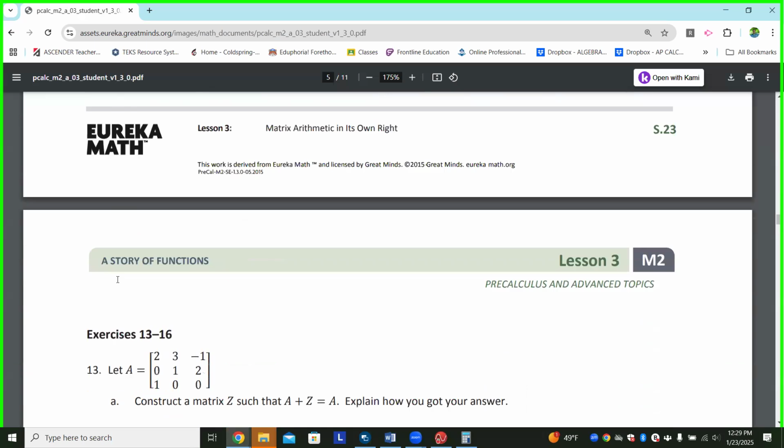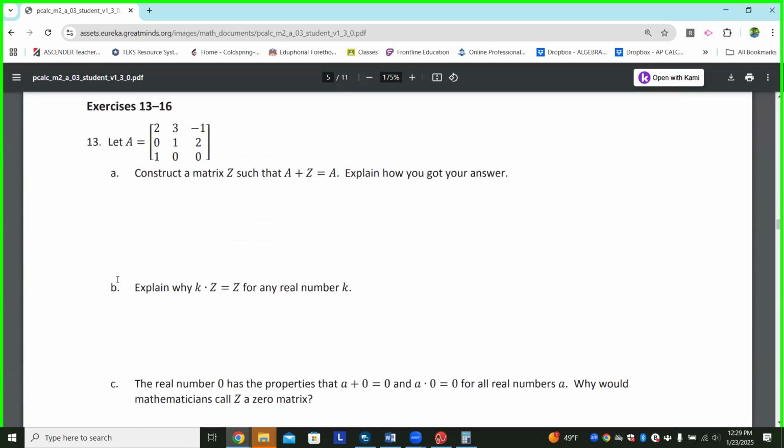Looking at 13, so next that's 13 and 16. We're going to let A be this matrix. Part A says construct a matrix Z such that A plus Z equals A. Again, we went over this last semester. What matrix would I have to add to another matrix to get the exact same matrix back out? The zero matrix. So my matrix Z here would have to be a 3 by 3 zero matrix.